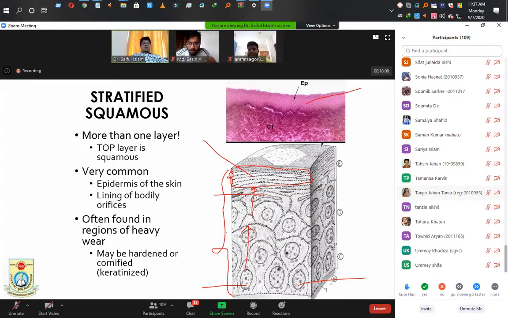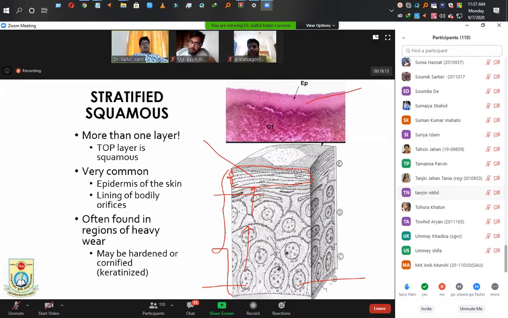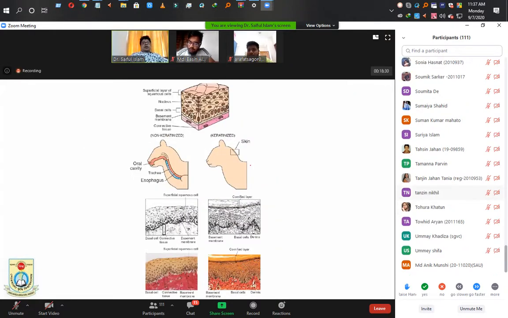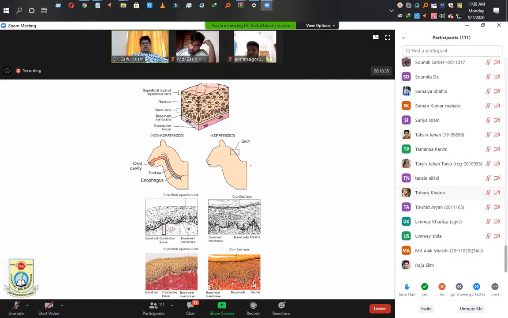So on the basis of keratin, we can classify stratified squamous epithelium into two types. One is keratinized stratified squamous epithelium, another is non-keratinized stratified squamous epithelium. Definitely the skin is a classic, very good example of the keratinized stratified squamous epithelium. Other than skin, you will also find stratified squamous epithelium, non-keratinized, in the esophagus.